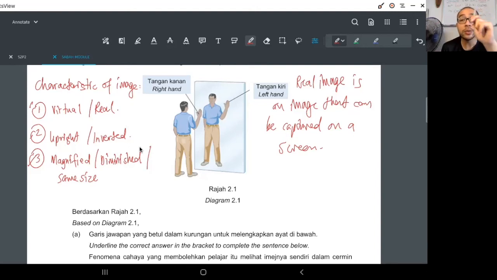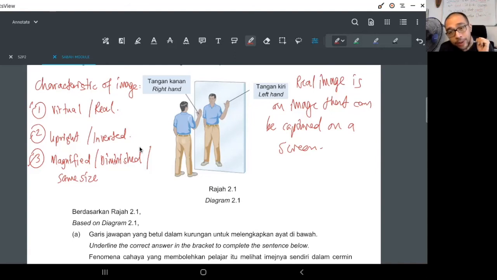So the image that you see inside the mirror is always and will always be virtual, because your image appears in the mirror. It will be real only if you can capture it on the screen.